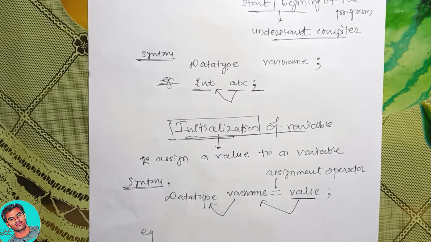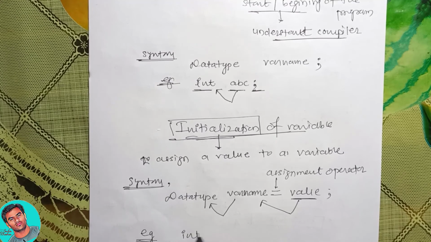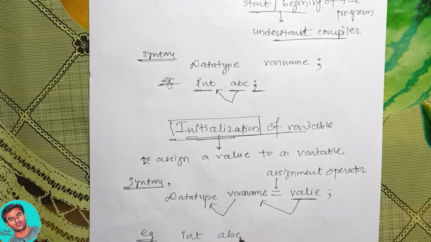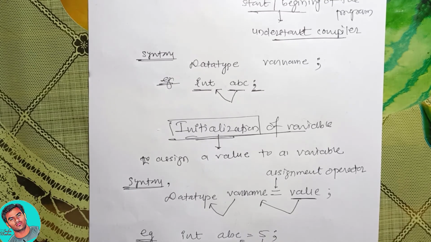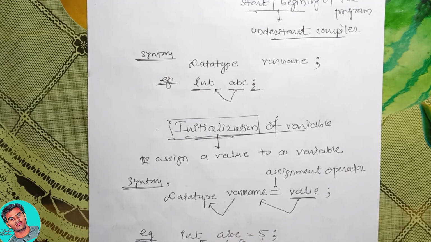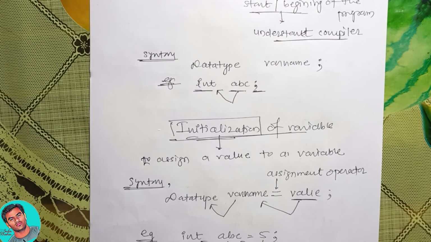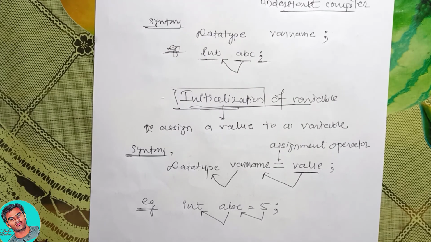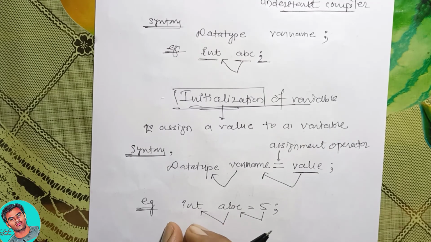For example, we use the previous example ABC. Now I am going to use a value 5. That means 5 is the value of variable ABC, and this ABC is of type integer. This shows the compiler that ABC is of integer type. After some time the program is going to use the variable ABC of type integer. That means it consists of numeric data.